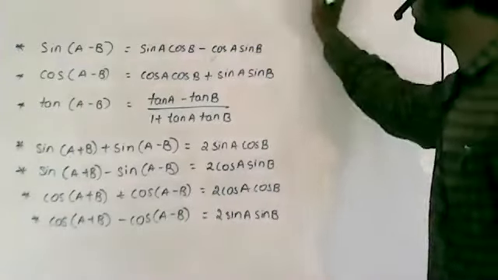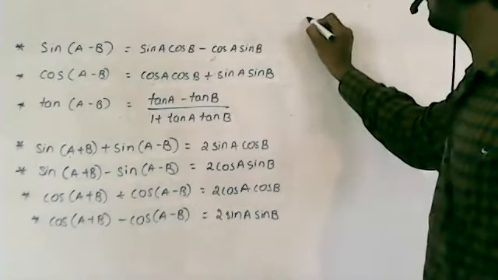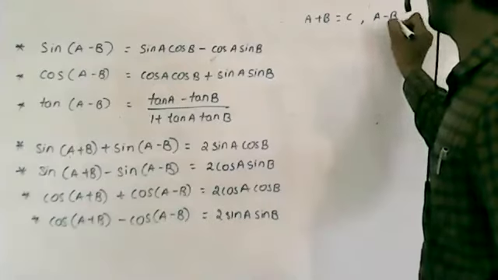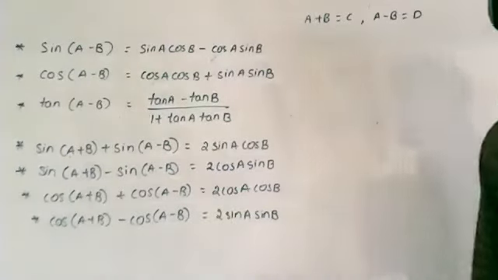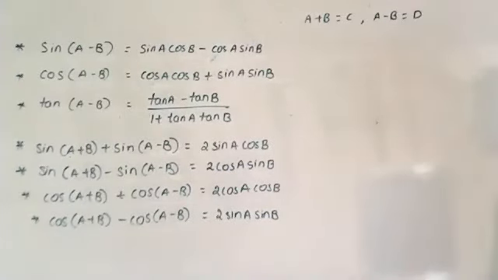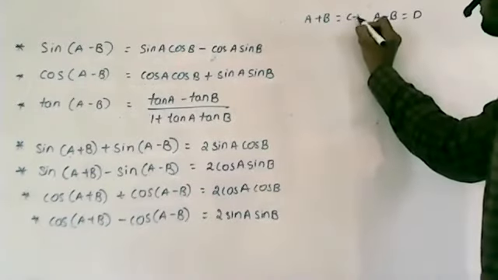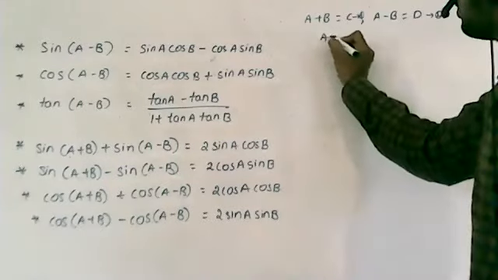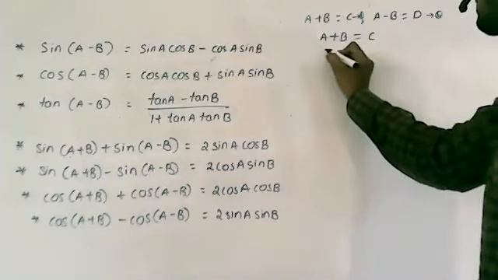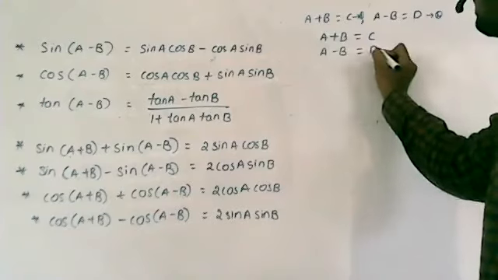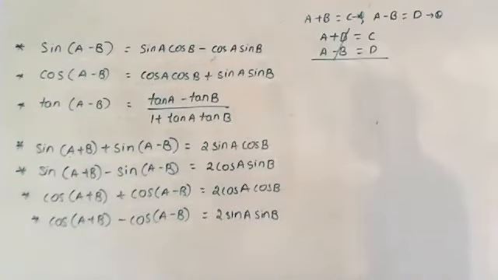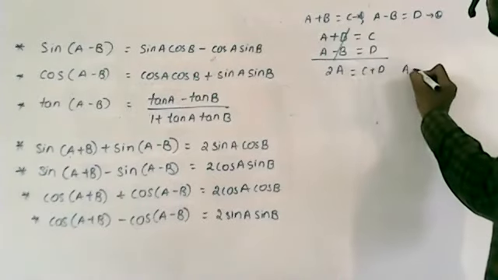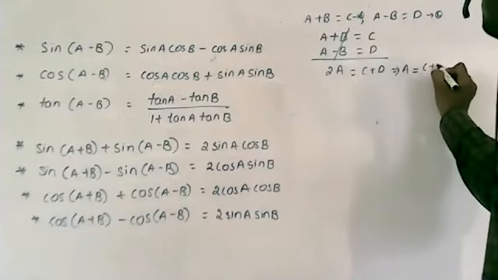For example, I will take a + b = c and a − b = d. I'll take this as equation number 1 and this as equation number 2. Now if we add equations 1 and 2, b and −b will cancel, then we have 2a = c + d, or else a = (c + d)/2.